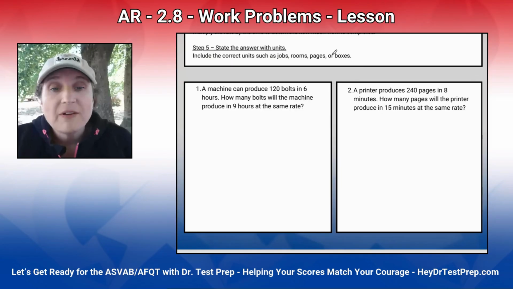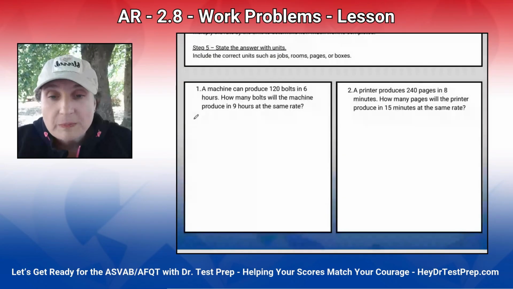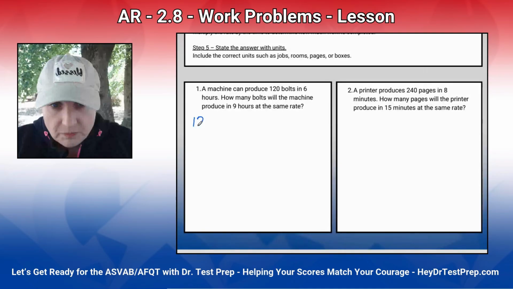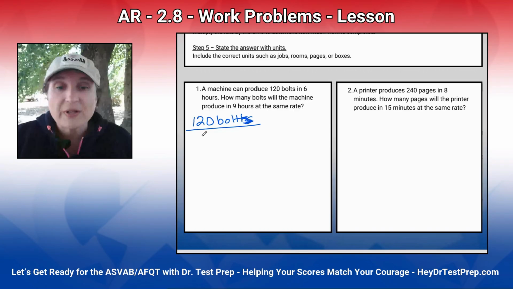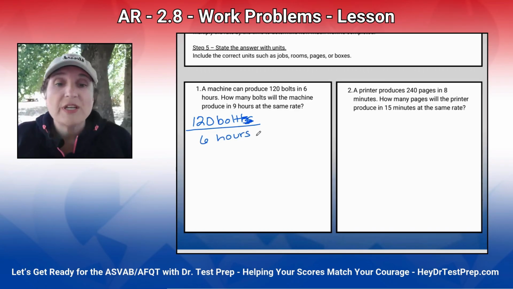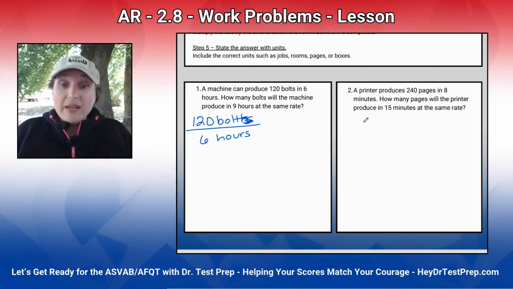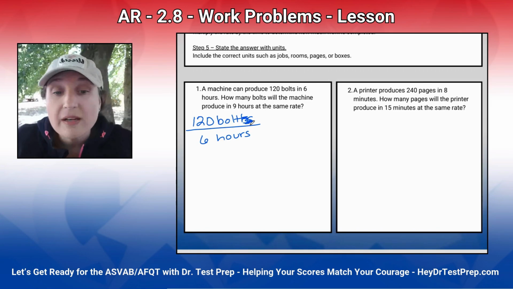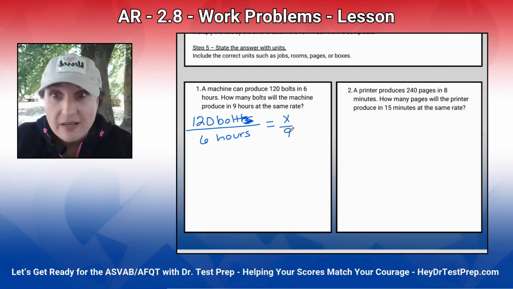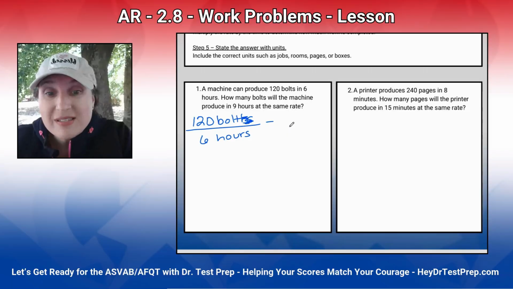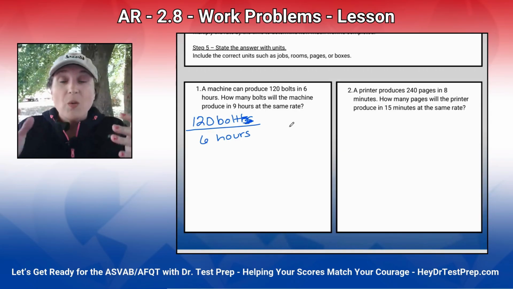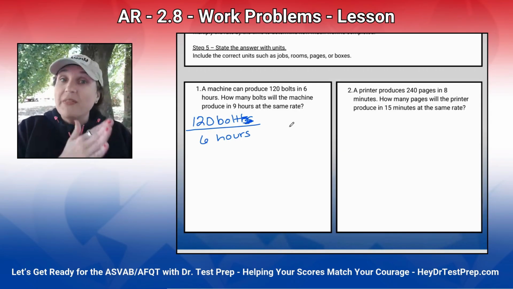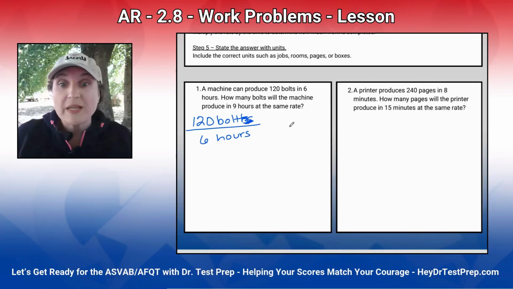So here we have a machine can produce 120 bolts in 6 hours. So how many bolts will the machine do at the same rate? Now, in theory, we could set it up like a proportion like this. But because I'm teaching the skill for the questions to get harder, we're going to simplify to find out what the rate is per hour and then multiply by the number of hours just so we get that skill.